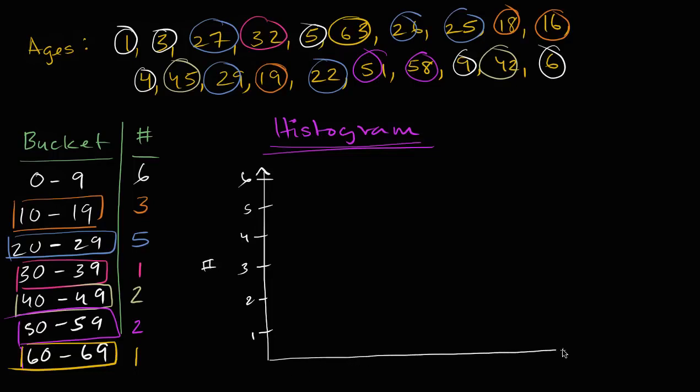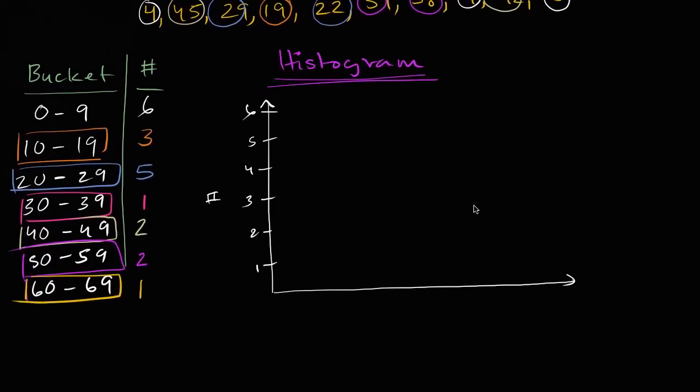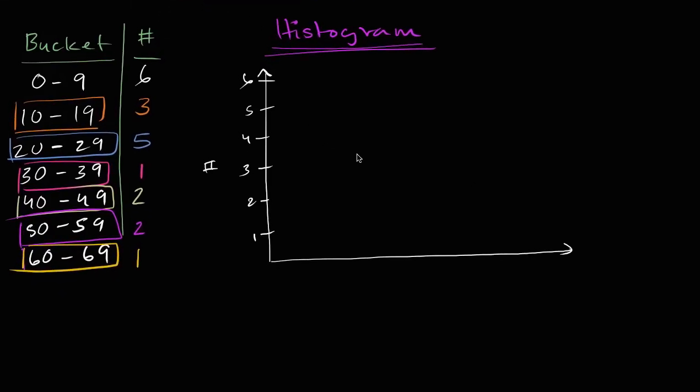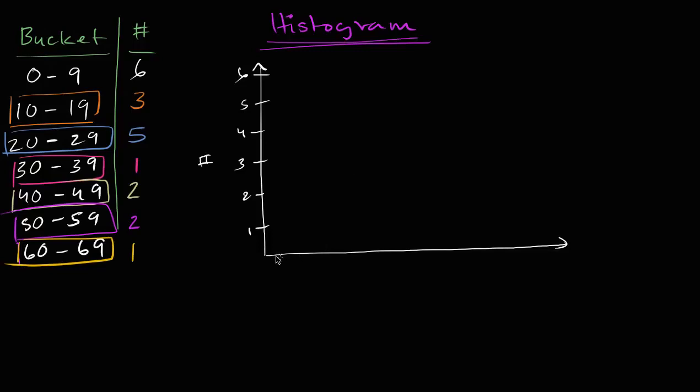And on this axis, I'm going to make the buckets. Let me scroll up a little bit now that I have my data here, so I don't have to look at my data set again. So I have one bucket. This is going to be the 0 to 9 bucket right over here. Actually, let me just plot them since I have my pen that color. In 0 to 9, there are 6 people. So I'll just plot it like that.